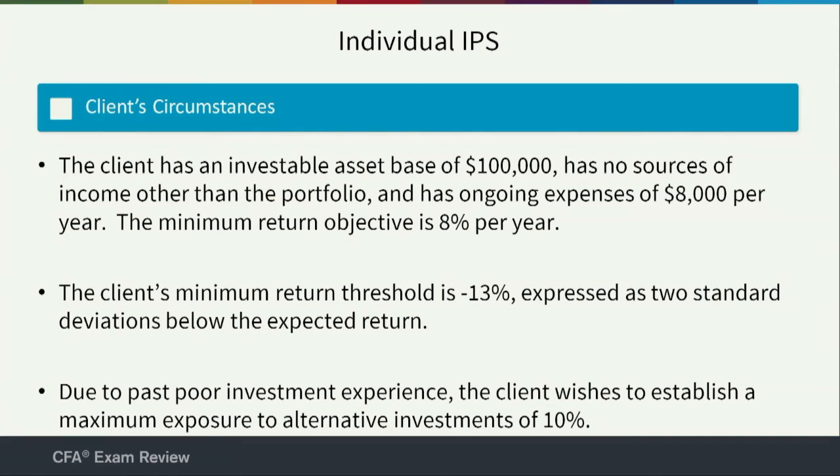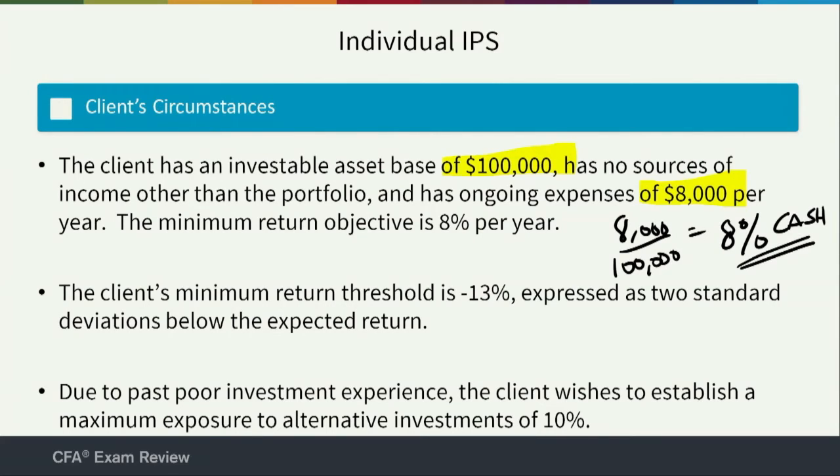So we know that the client has an investable asset base of $100,000 and has ongoing expenses during the year of $8,000. That should indicate to us what the cash balance is going to be for this portfolio. So it looks like the investor is going to need $8,000 divided by 100,000. The liquidity need for this portfolio is approximately 8% a year. So for portfolios that do not meet that requirement, we can get rid of that particular portfolio. So this is the cash balance.